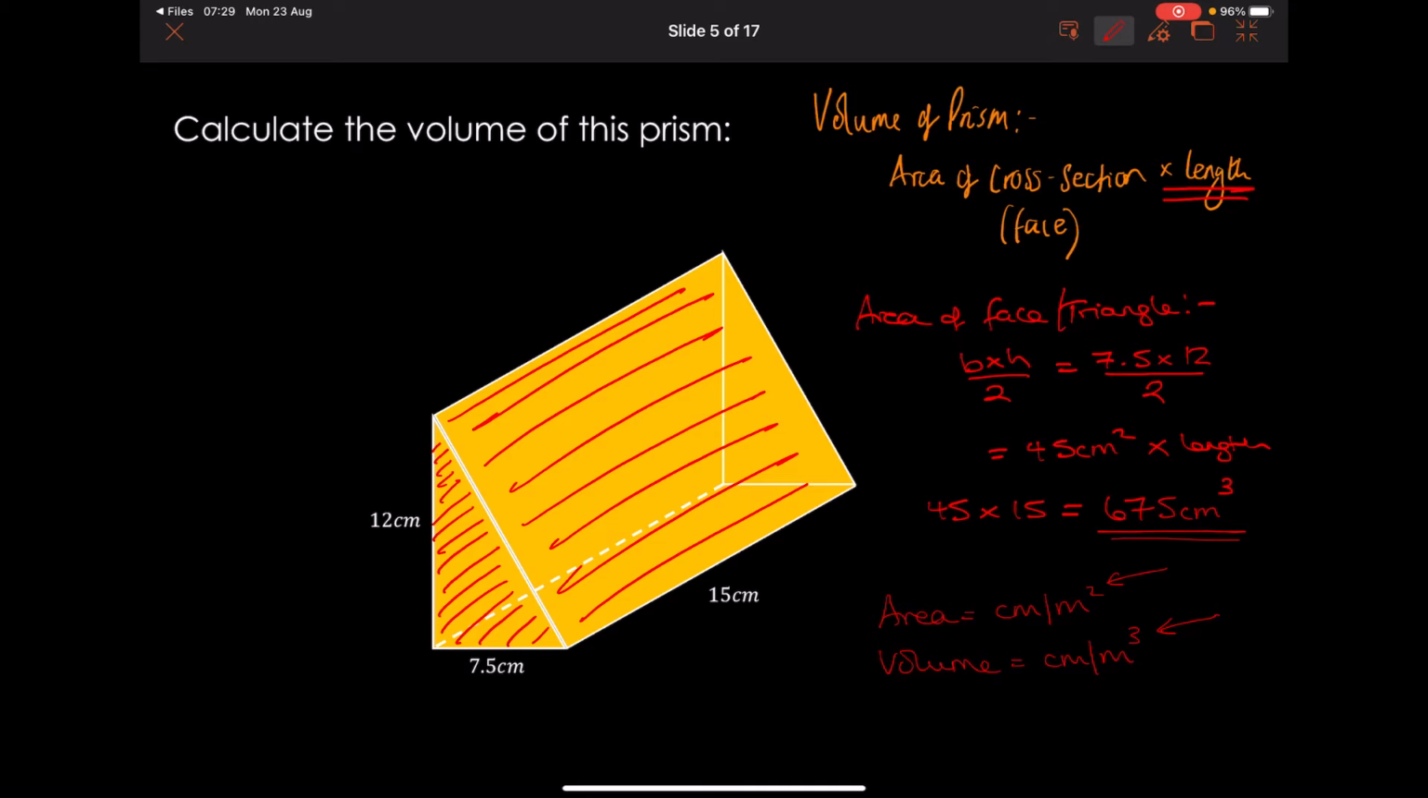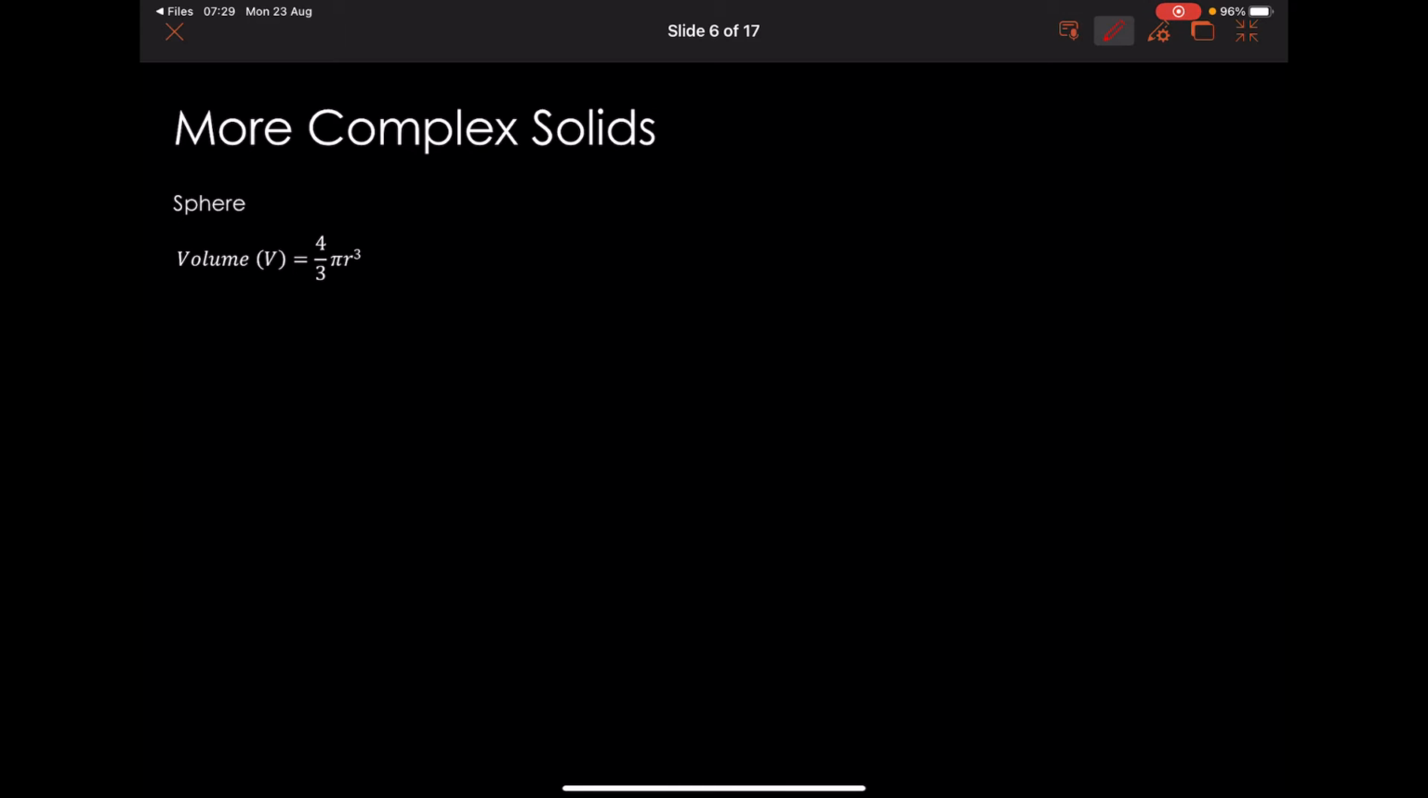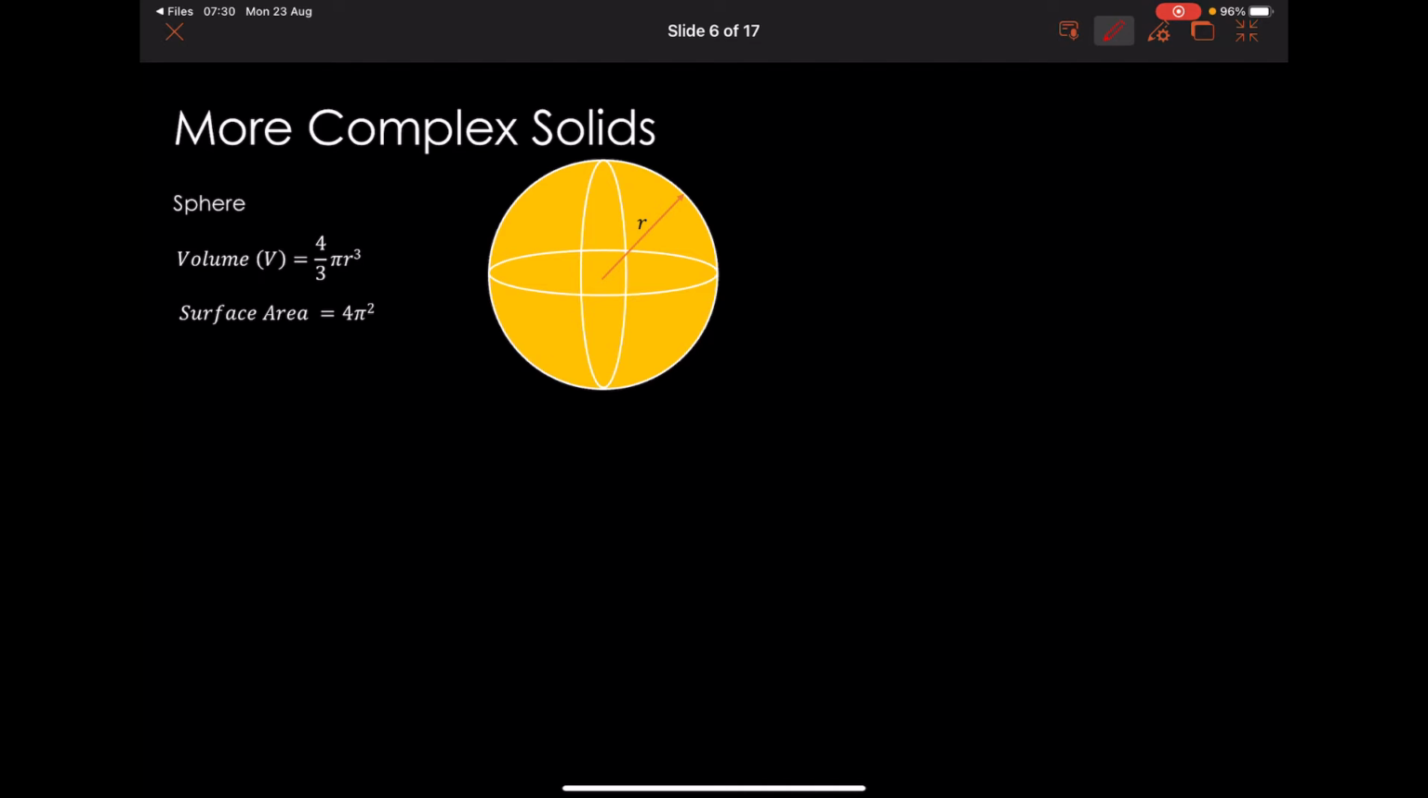Right, some more complex solids. Now, these are very rare to come up in your foundation exam, but just in case. A sphere. To work out the volume of a sphere, okay, here's a sphere, which is like a ball. We do 4 divided by 3 times by pi times by the radius cubed.